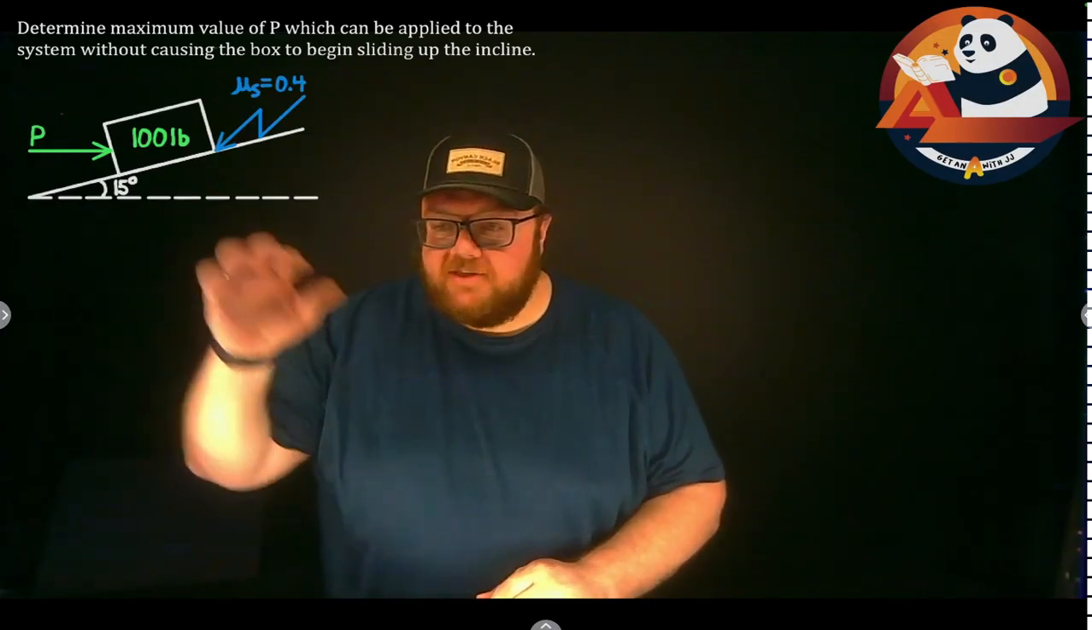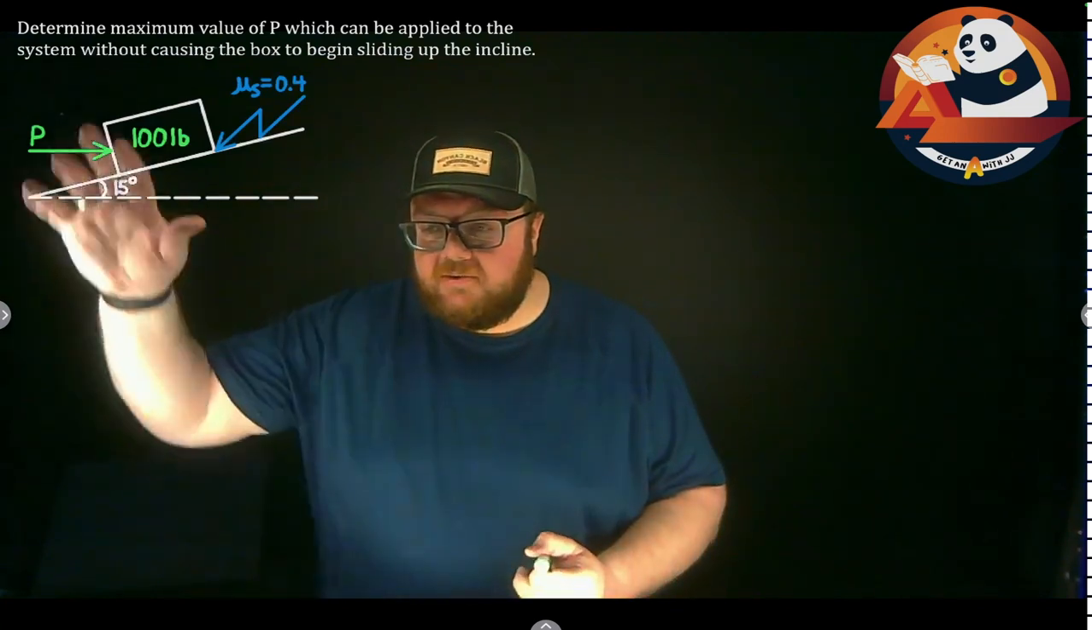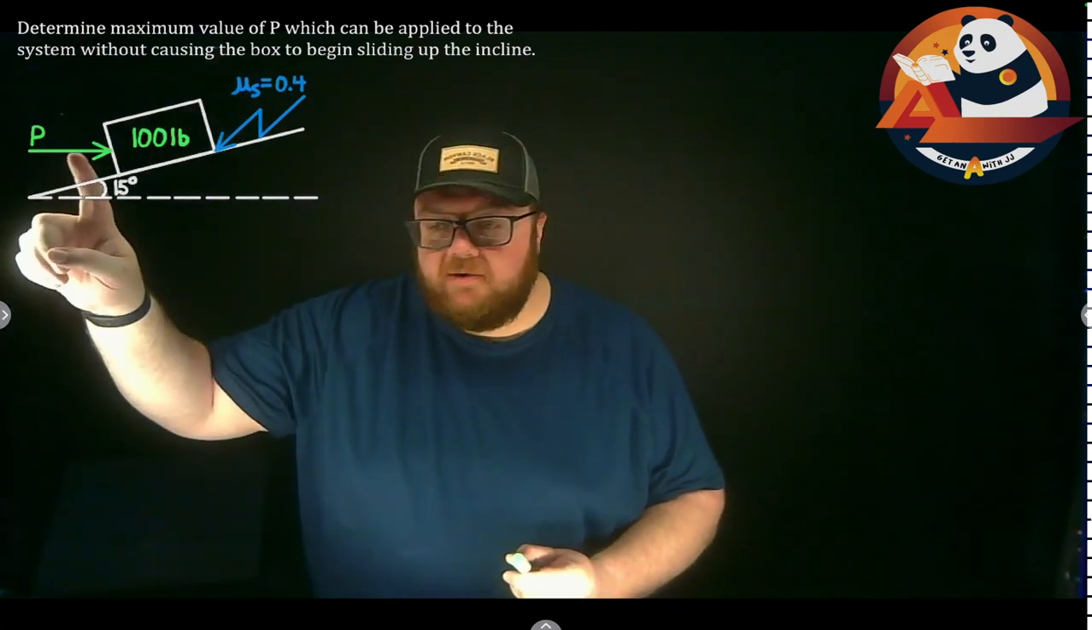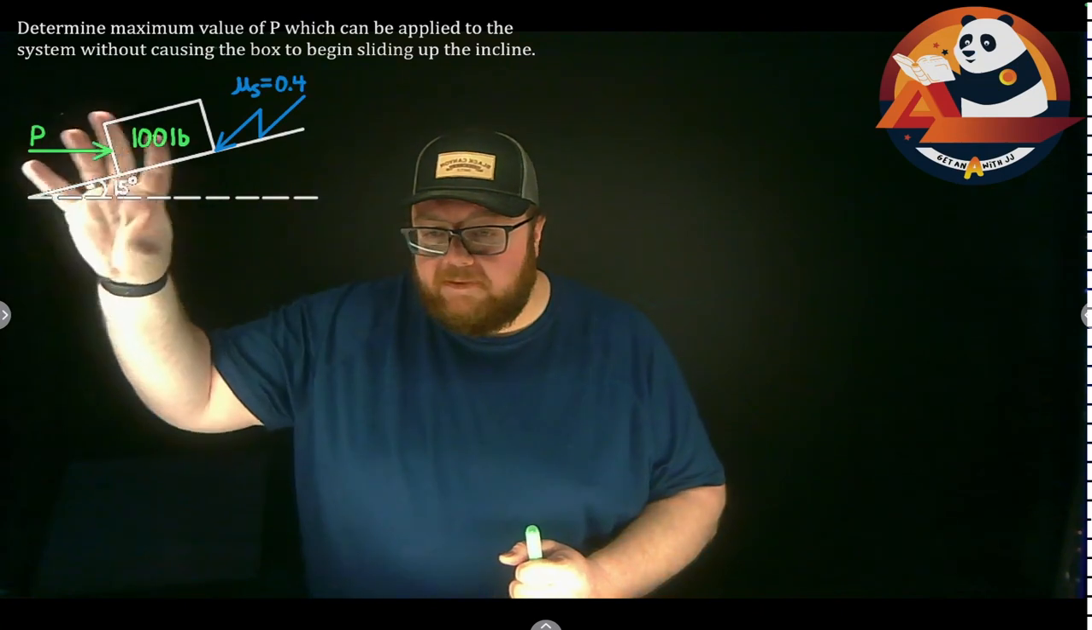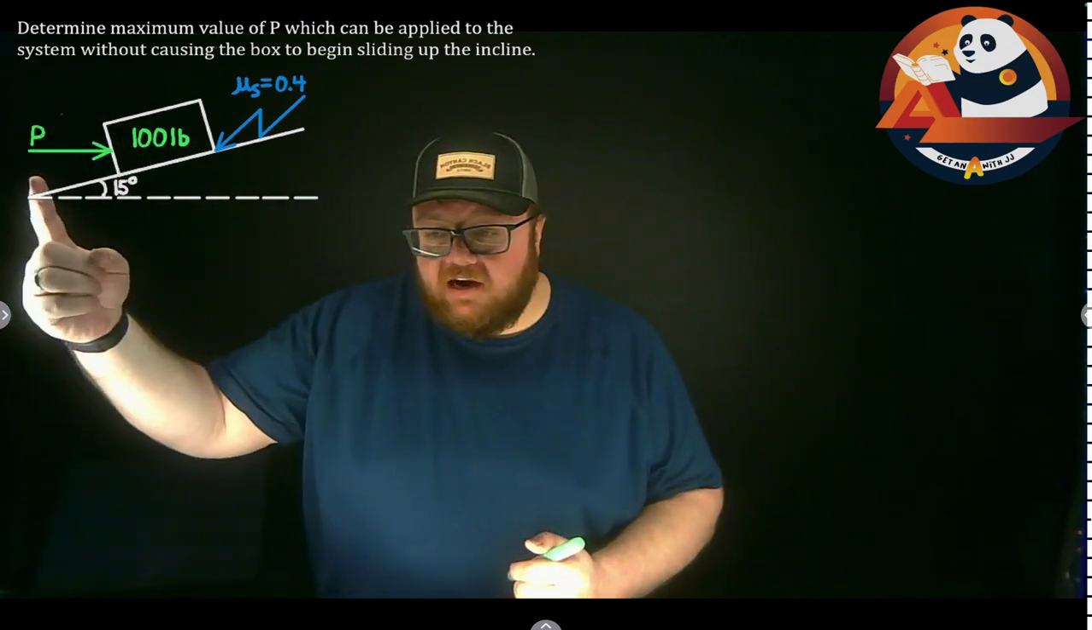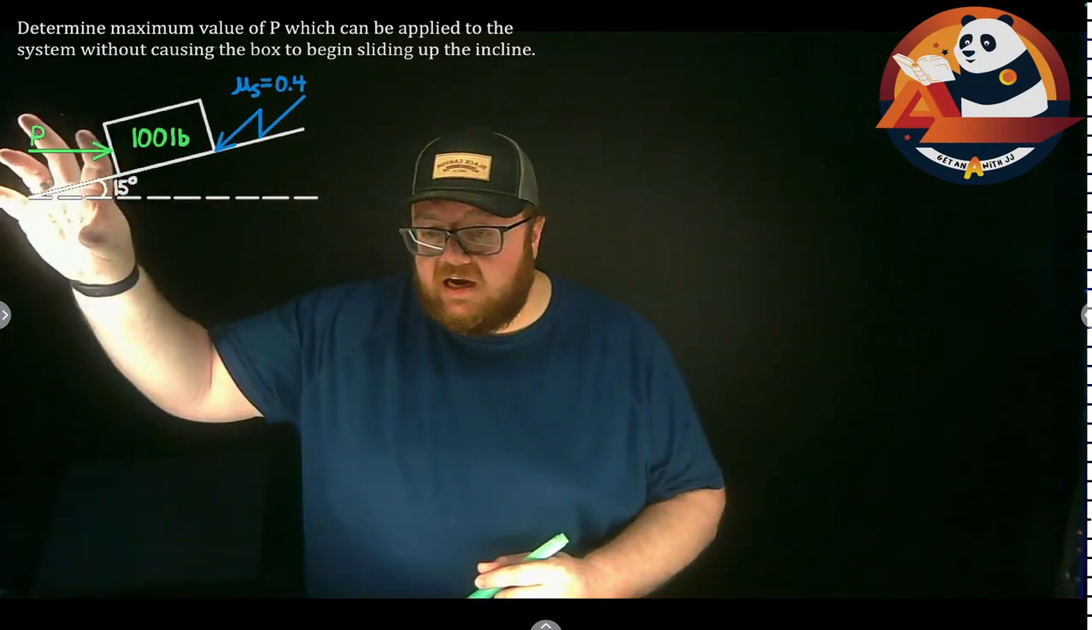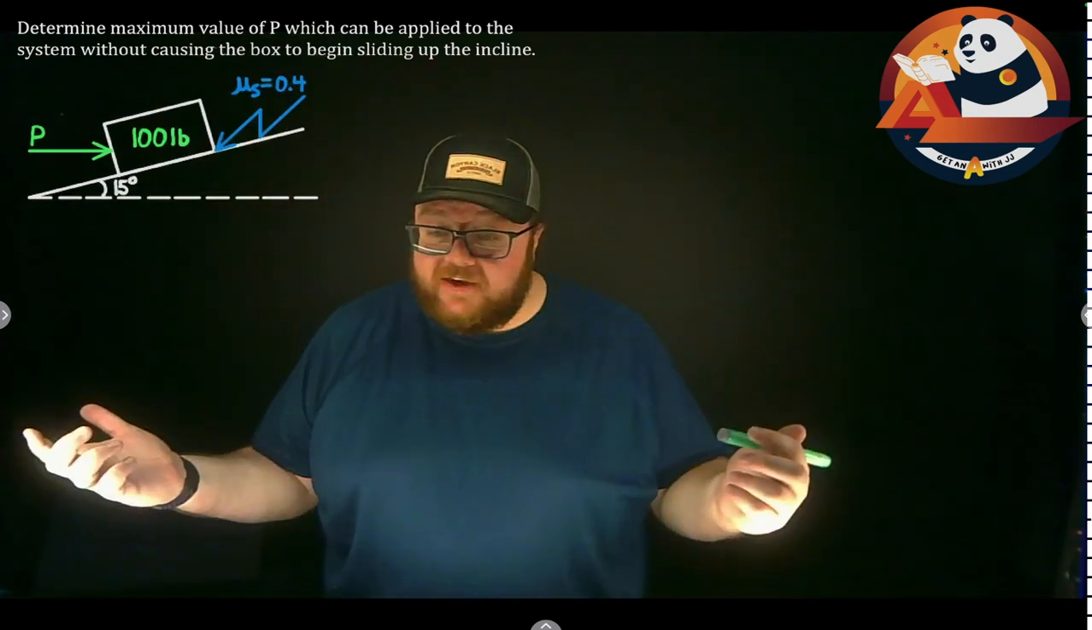I am JJ. Let's go ahead and tackle an example problem. In this one, we're saying let's determine the maximum value of our force P that we can apply into the system without causing our 100-pound block to begin sliding up the incline. So it's a basic friction problem.